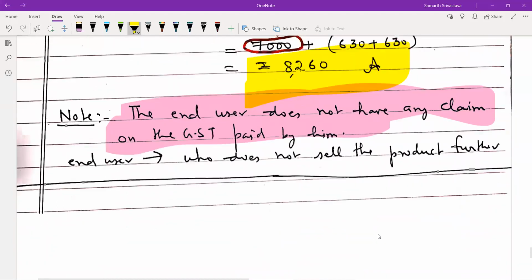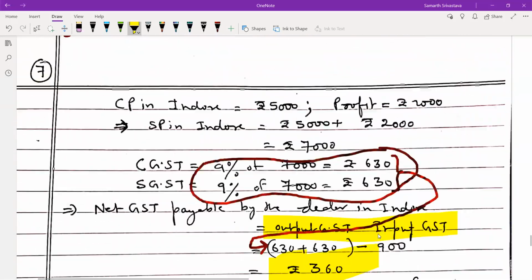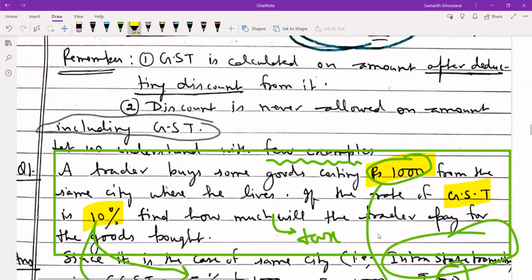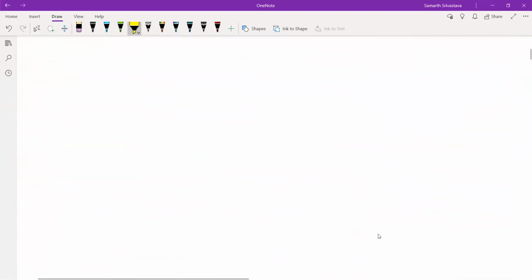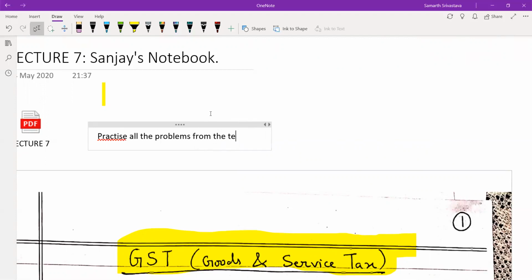So in this way you can proceed with all the sums of GST, and over here you have to note down, again I am telling you, that the end user does not have any claim on the GST paid by him. End user means who does not sell the product further. You have to practice the sums from the textbook and from other reference books and test papers also.